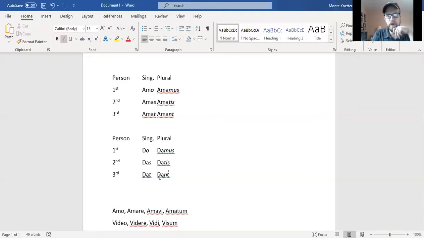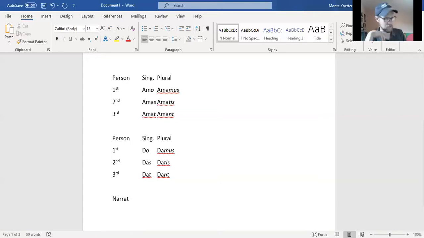So again, we want to memorize these endings, O, S, T, mus, tis, nt, so that we will be able to recognize different words. So for example, let's look at one of your vocab words, narat. I can look at the ending, so naro, narare, naravi, naratum, means I tell, to tell, I told, told. Well, narat is third person singular. That means he, she, or it told.